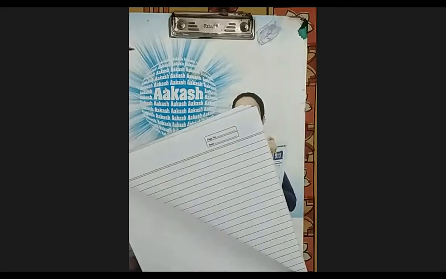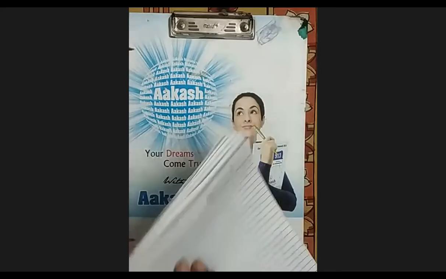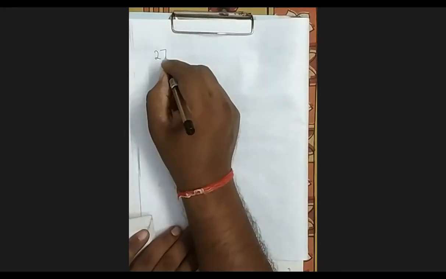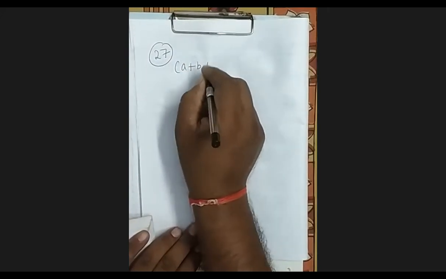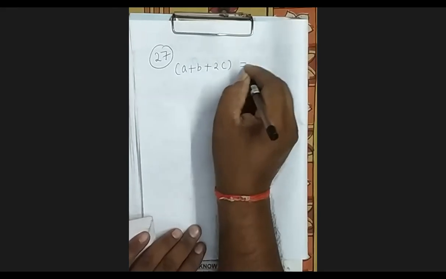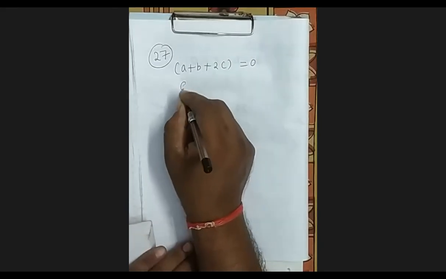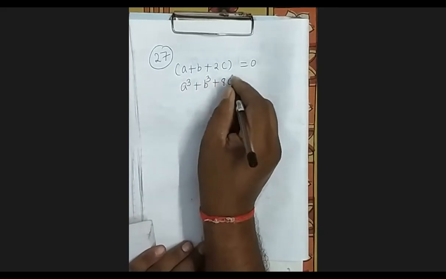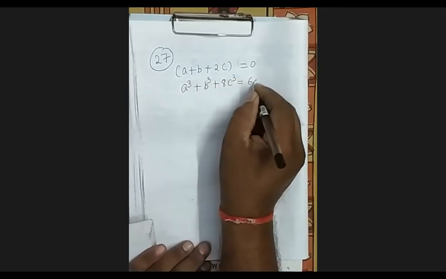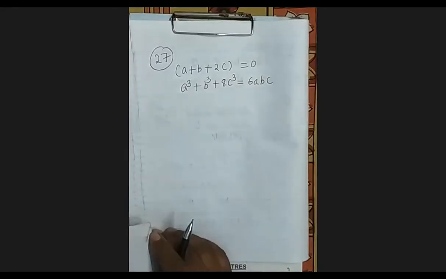Now see one more question here. Question number 27. What will you do in this question? Here, it is a plus b plus 2c equals to 0, and you have to prove a cube plus b cube plus 8c cube equals to 6abc. This you have to prove.